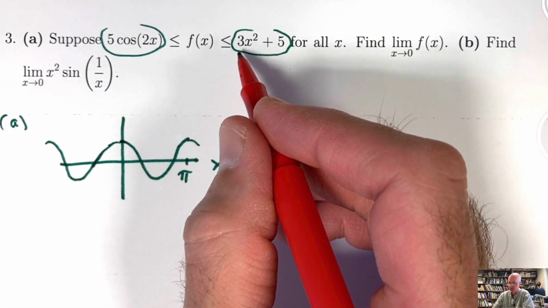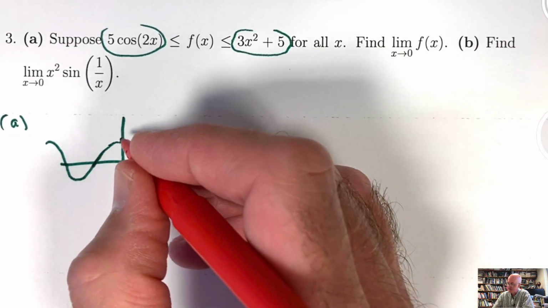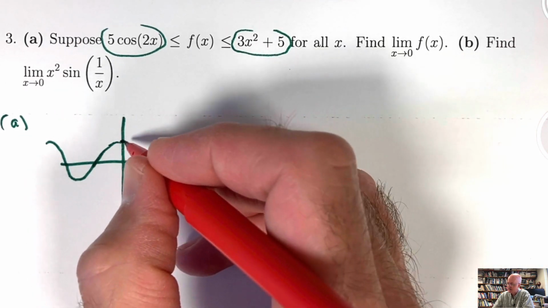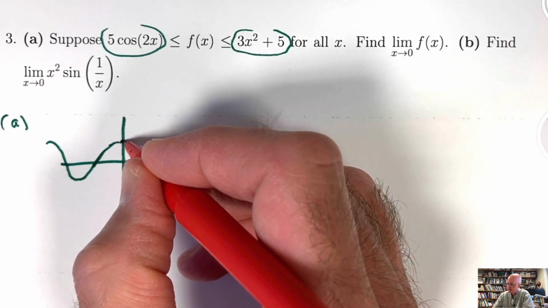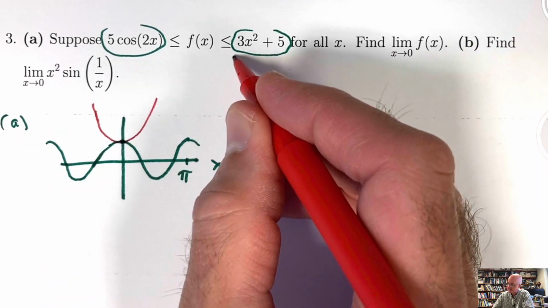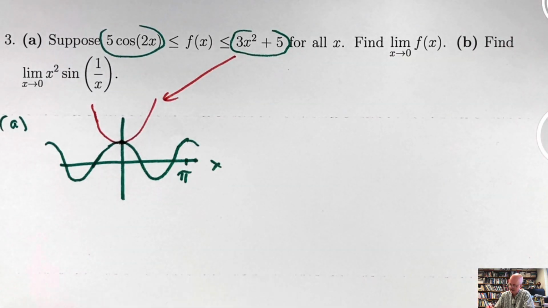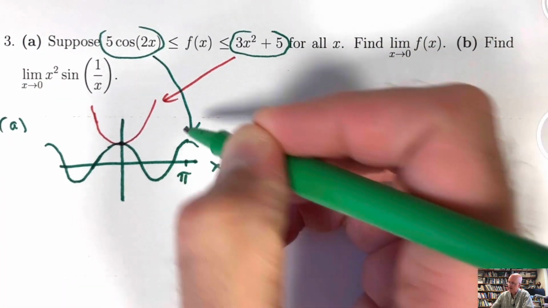Opening upward because the coefficient of x squared is positive. Y-intercept of 5. It's going to touch the cosine graph here, the 5 cos 2x graph right there. When x equals 0, it'll look about like this. Okay, so that's this graph right there. And this one is this graph.